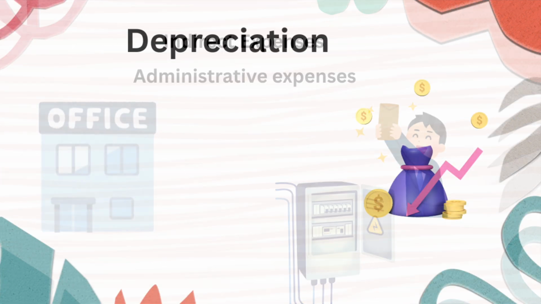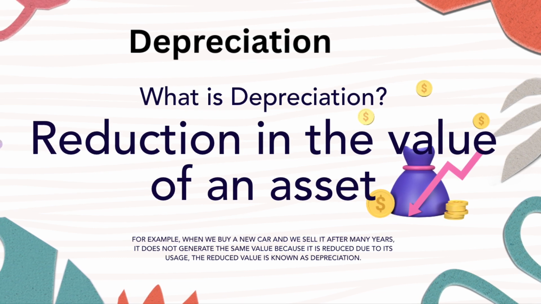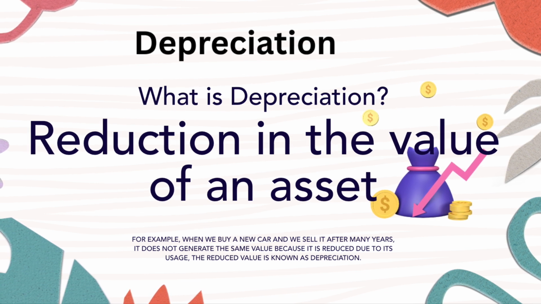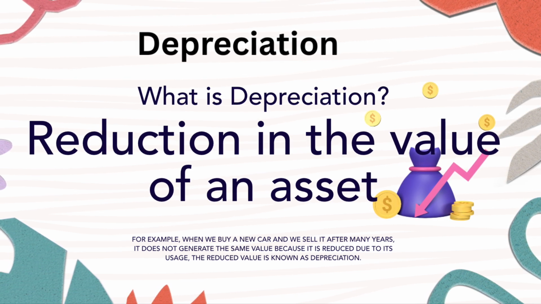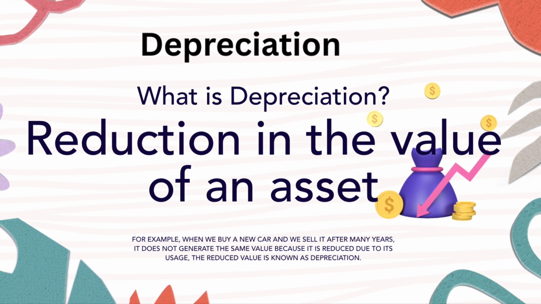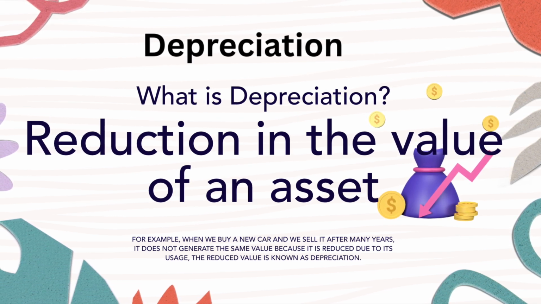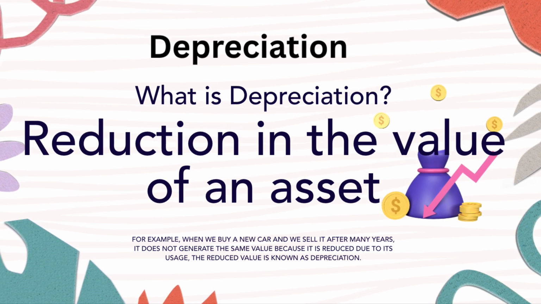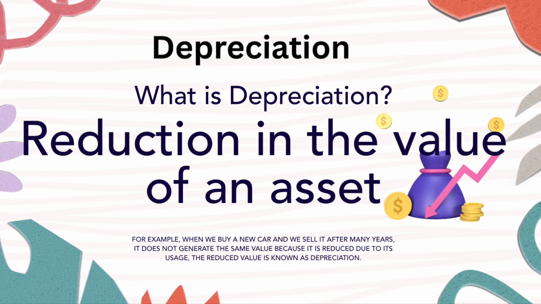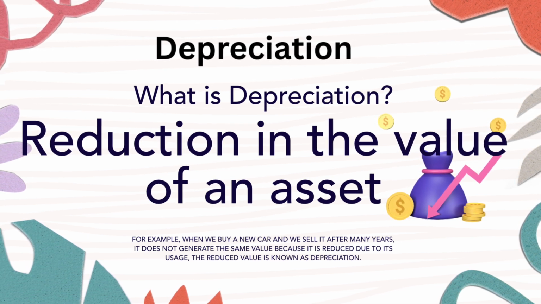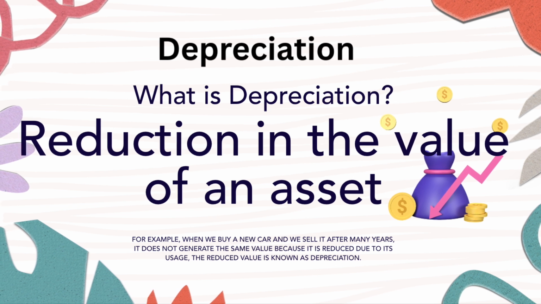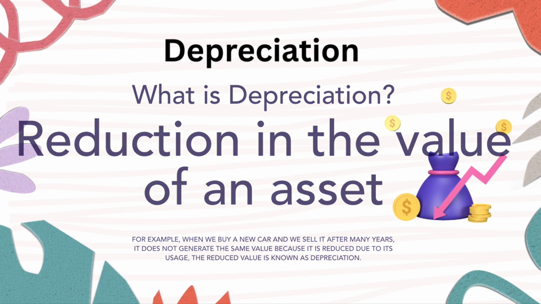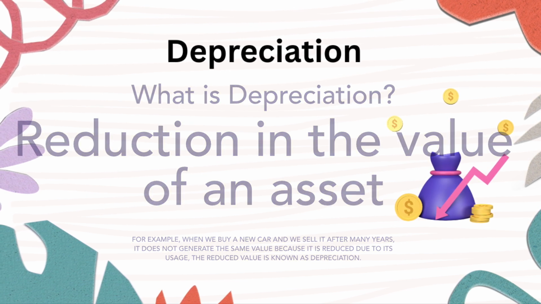Now, what is depreciation? Another term. The reduction in value of an asset due to its regular use is considered as depreciation. For example, when we buy a new car and we sell it after many years, it does not generate the same value because it is reduced due to its usage. So the reduced value is known as depreciation. Similarly, in a manufacturing concern or in any business, the value of the assets is reduced. The reduced value is considered as depreciation and is covered as an indirect expense.